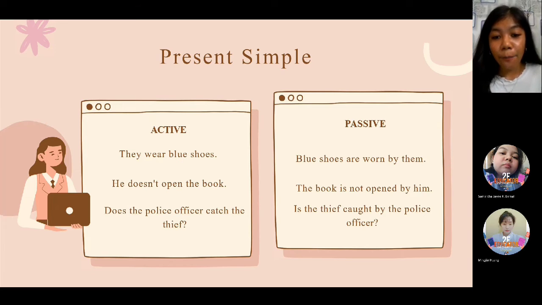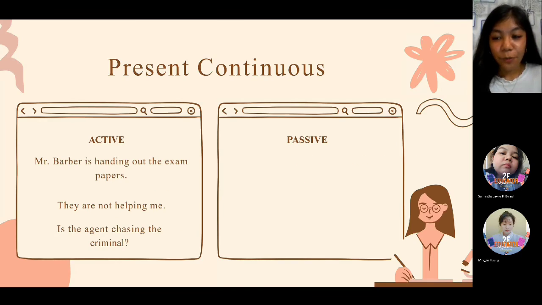There is the word is plus our subject plus our verb, which is in the past participle, or the third form of the verb. The subject in our first sentence became our agent in the second sentence. So great job, class. I can see how you truly understand our lesson. Okay, let's now proceed to the present continuous. Again, I will be giving you 5 minutes to answer. You may start now.